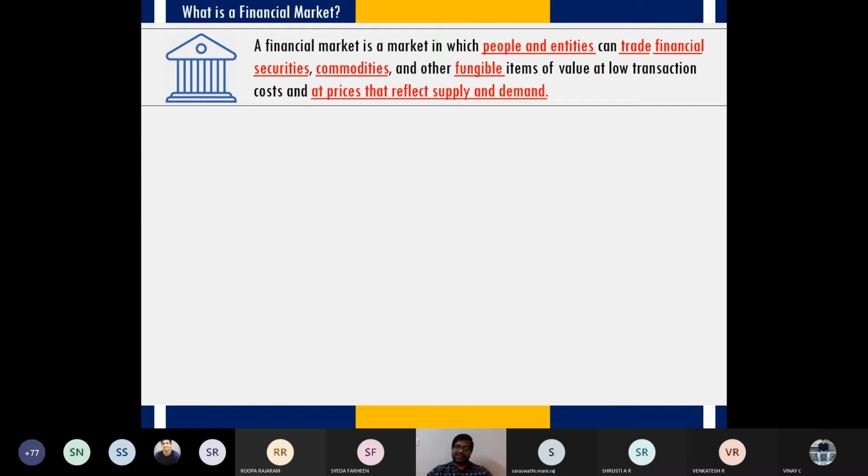So this is what a financial market is. A financial market is a comprehensive term in which people trade, right? In which trading happens. Trading of what? Three things: securities, commodities, and fungible items. And in order for the trading to take place, there is a transaction cost involved, which means if I want to participate in this financial market, there is a transaction cost. So if I want to buy and sell shares, I have to pay brokerage commission to my broker. So that also is a very good example of transaction cost, right?